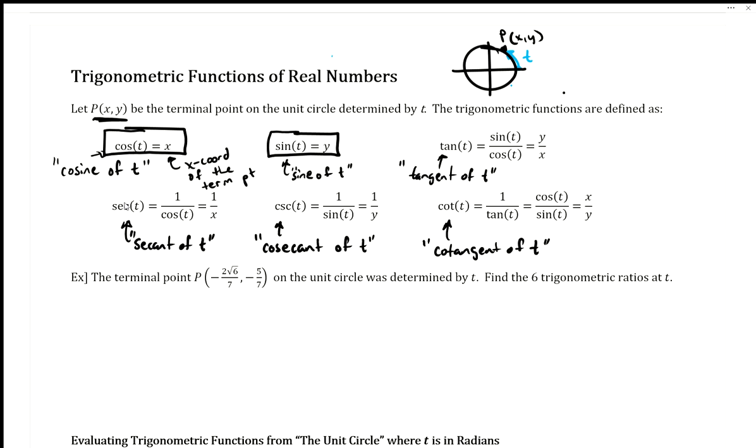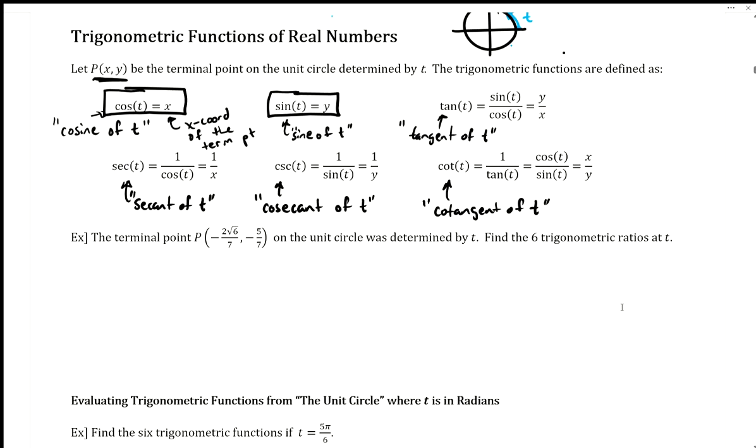All right, so you've got these different ratios, and I usually just make a table when doing these problems to help me out with those ratios, and it just gets ingrained where they go. In this problem it says the terminal point P, which is negative 2 radical 6 over 7 and negative 5/7 on the unit circle, is determined by t. Let's show what they mean by that in our picture. They're already giving us the terminal point. Because both of those are negative, our t value puts us somewhere in quadrant 3.